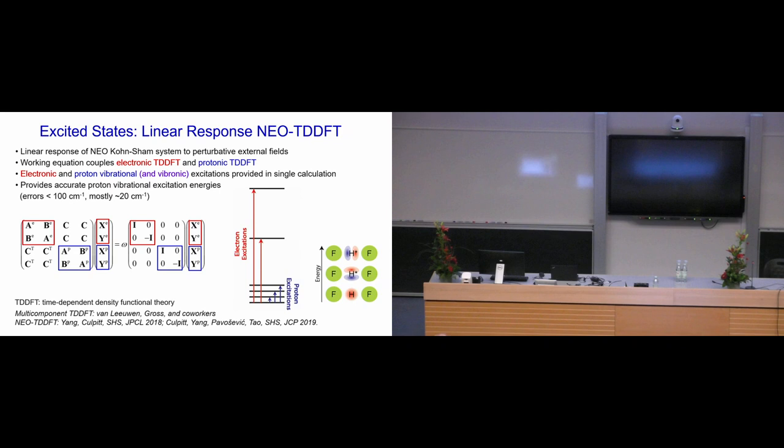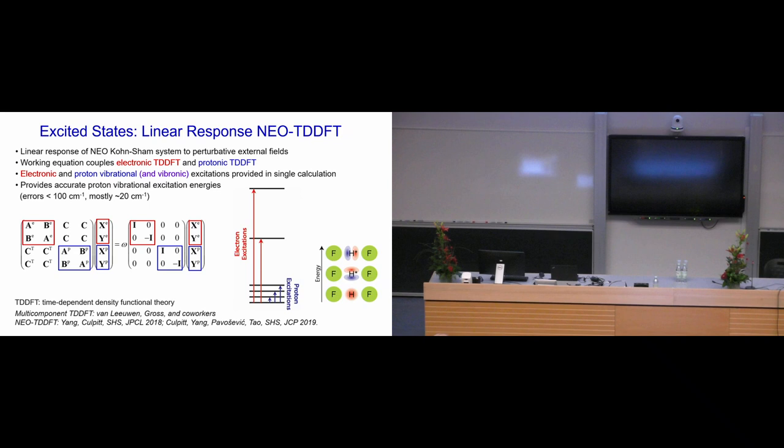But the idea is we can get the electronic and proton vibrational excitations in a single calculation. We also get vibronic excitations if they are linear combinations of single excitations. Now, what we found is that by doing a lot of benchmarking with a lot of different molecules, like FHF- and even larger ones, we can get accurate proton vibrational excitation energies, usually within 20 wave numbers. Occasionally, they're a little bit worse. And you might say, well, as a spectroscopist, 20 wave numbers are not so great, right? But remember, that's 0.06 kcals per mole. So for a quantum chemist, that's pretty good, right? We're pretty happy with that.